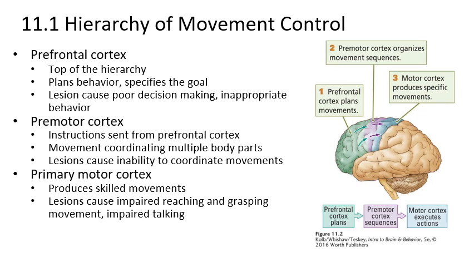The next region, this purple region, is the premotor cortex, and this receives instructions from the prefrontal cortex and then coordinates the movement between multiple body parts. Lesions predictably cause an inability to coordinate body movements. Finally, there's the primary motor cortex, which integrates this information to produce skilled movements. Lesions to the primary motor cortex cause impaired reaching and grasping movements, and impaired talking.